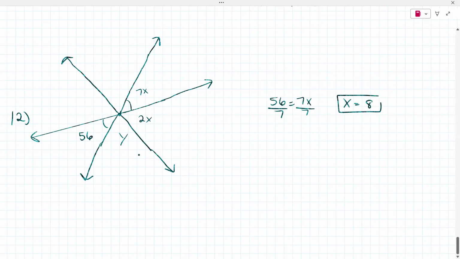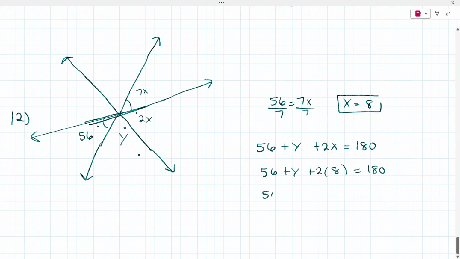Okay. Now, what else do we know? We've got to solve for y. So this one has, here's y. What can we do? Well, I see that if you add up these three angles, 56, y, and 2x, they form a straight line that equals 180. So you could say 56 plus y plus 2x equals 180. And we know that x is 8, so it's going to be 56 plus y plus 2 times 8 equals 180.